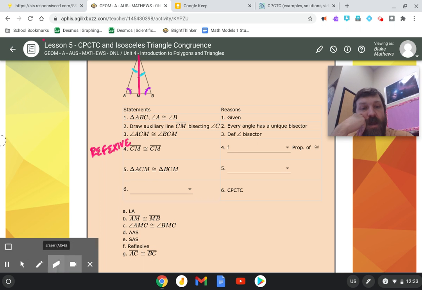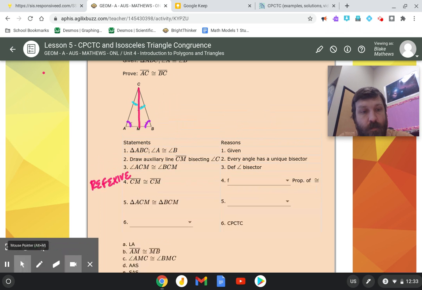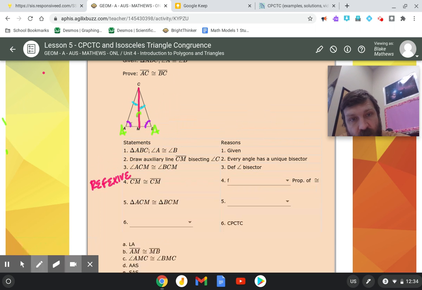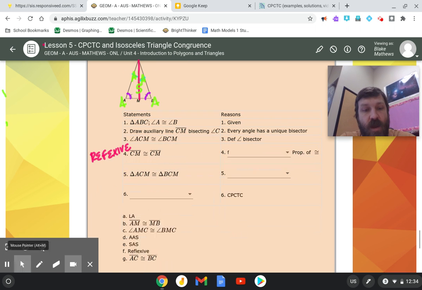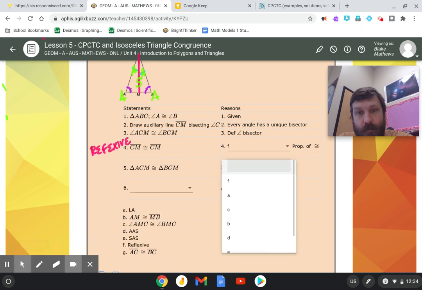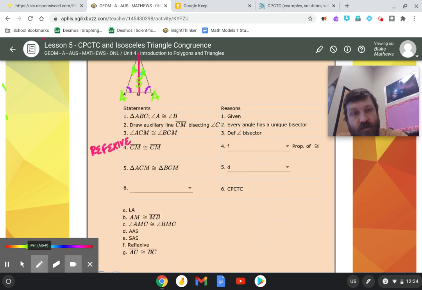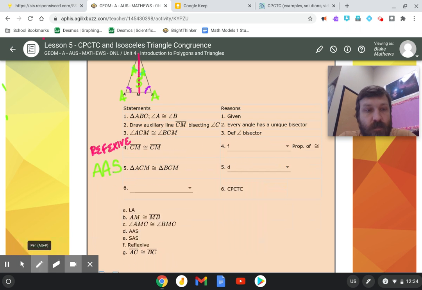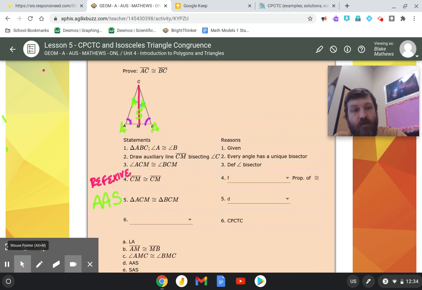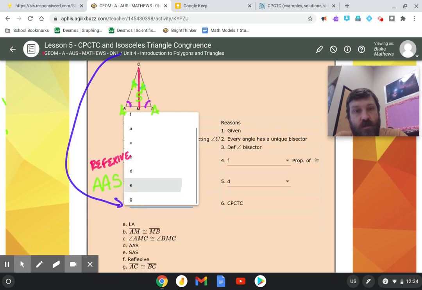Then we have triangle ACM is congruent to triangle BCM. Well, let's look at what we actually have in those triangles to decide how we're proving that those are congruent. If you look, you have angles, you have a side, and you have angles, and the side is not included, so it's angle, angle, side. That's answer choice D. And then that's our last step, which should be whatever we were trying to prove. So we're going to bring this down here, and that will be AC is congruent to BC. That's answer choice G.